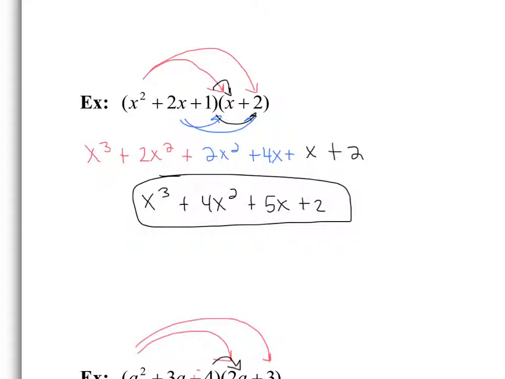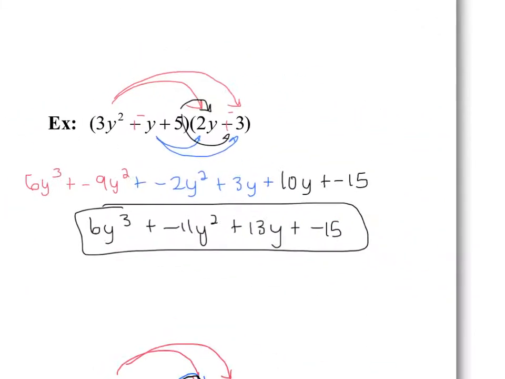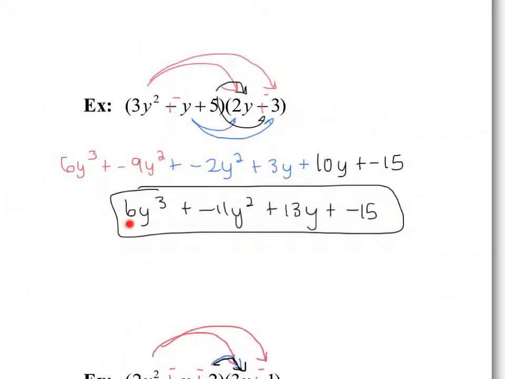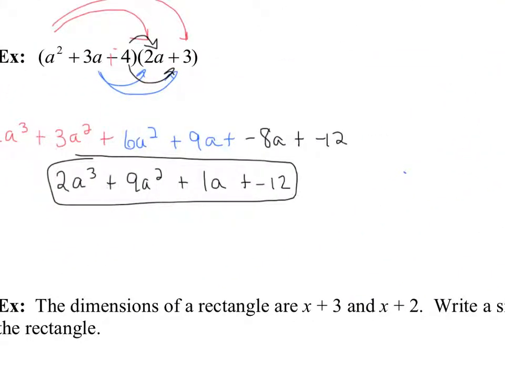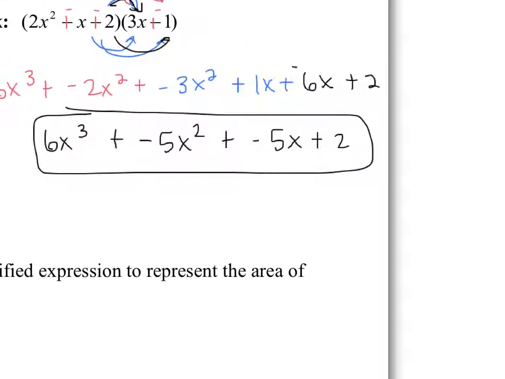Again, check that all 6 terms match, and then you can have x cubed plus 4x squared plus 5x plus 2. This one would be 6y cubed plus negative 11y squared plus 13y plus negative 15. And again, anywhere you see a plus negative, you can replace it with a minus. 2a cubed plus 9a squared plus 1a plus negative 12. I could also just say a, and that would be fine. And then 6x cubed plus negative 5x squared plus negative 5x plus 2.